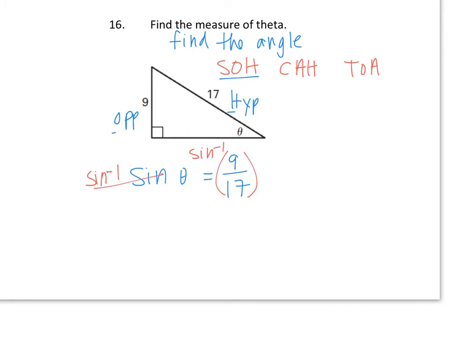So these go away. I'm left with theta equals the inverse sine of 9 over 17. And that's what goes in my calculator. 9 divided by 17. I got theta equals 31.96. I'm going to round that to 32.